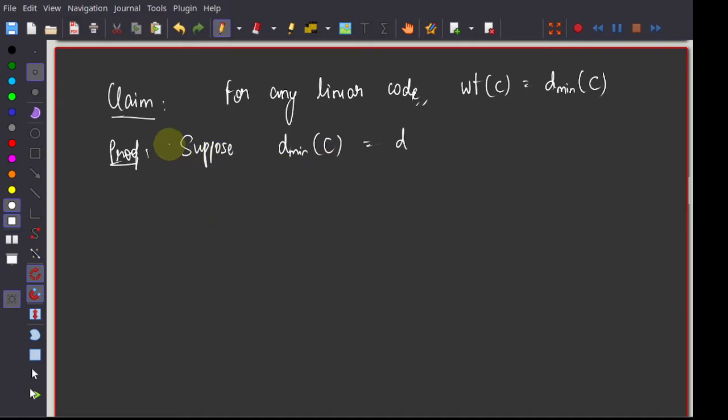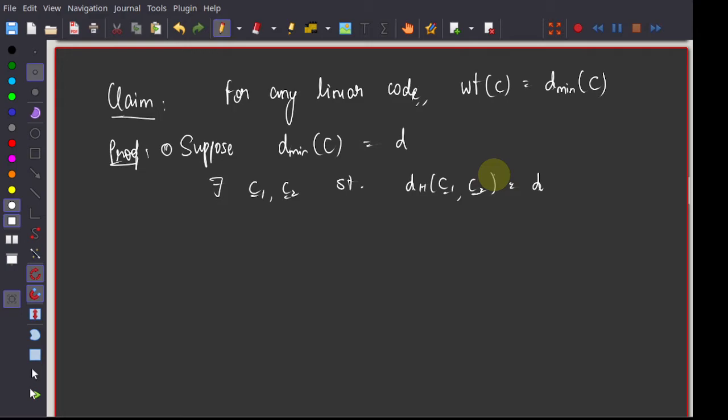Okay. So what does this mean? It means that there are some two code words for which the Hamming distance is equal to d. Correct? Okay. So now what about C?